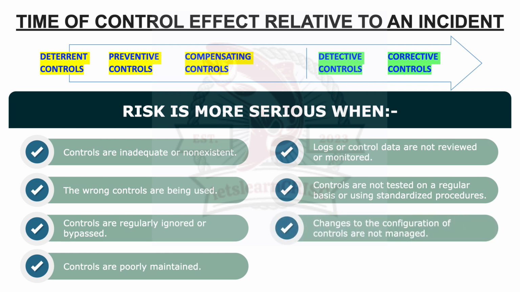Next, risk is more serious when changes to the configuration of the controls are not managed. Friends, when the changes to the configuration of controls are not effectively managed, it can lead to an escalation in the seriousness of the potential risk, such as increased vulnerability, unintended consequences, and decreased effectiveness, right? So, to mitigate these issues, organizations should implement a robust change management process for control configuration. This includes documenting and tracking changes, conducting risk assessments before implementing, and ensuring that changes are authorized by the appropriate personnel.